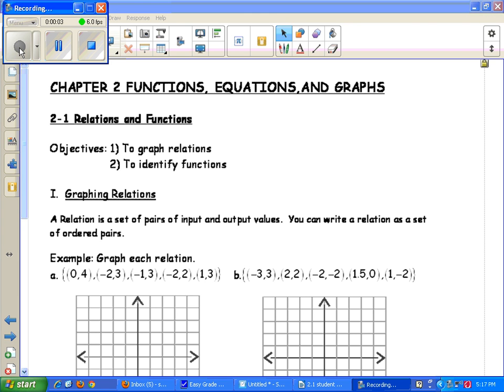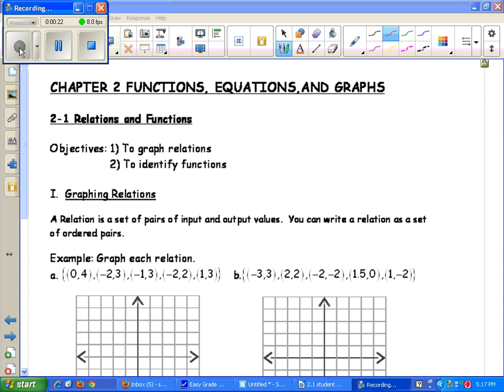Okay, so we are starting Chapter 2, Functions, Equations, and Graphs. Section 2.1 is Relations and Functions. What we're going to do is graph relations and identify functions. First, we're going to talk about graphing relations.